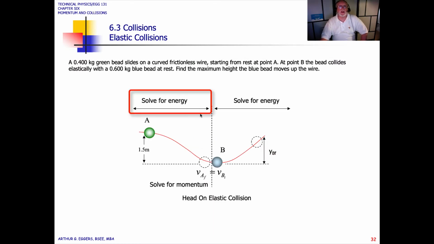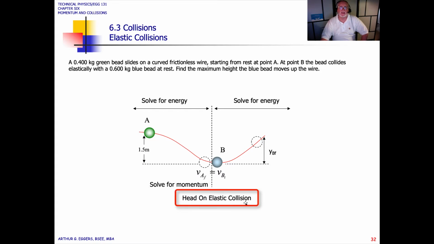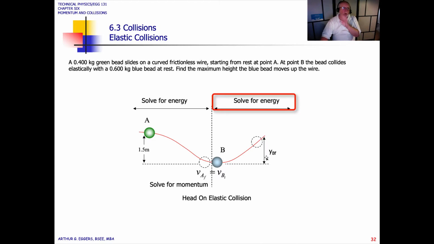If we take a look at this, we've got a boundary here. The first side we're going to solve using energy, and then down here we're going to solve using momentum. Then we've got a head-on elastic collision, and then we're going to solve for energy as the potential energy goes back up. So we're going to be switching back and forth on how we solve this type of problem.